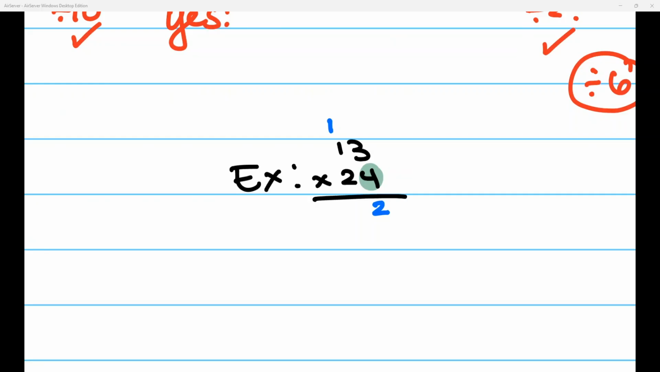Now I'm going to multiply the 4 with the 1. 4 times 1, that's going to give me a 4. Now I add the 1. 4 plus 1, I get 5. When I multiplied my ones, which in this case was a 4, the answer I got was 52.